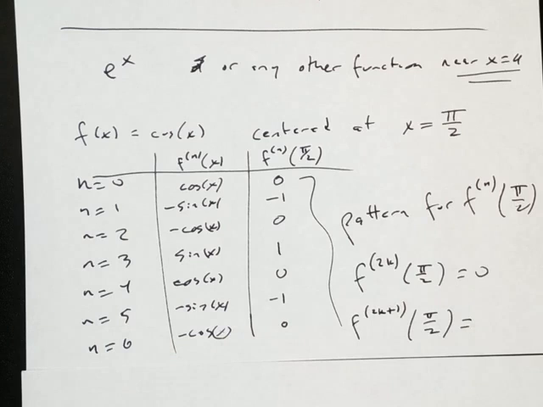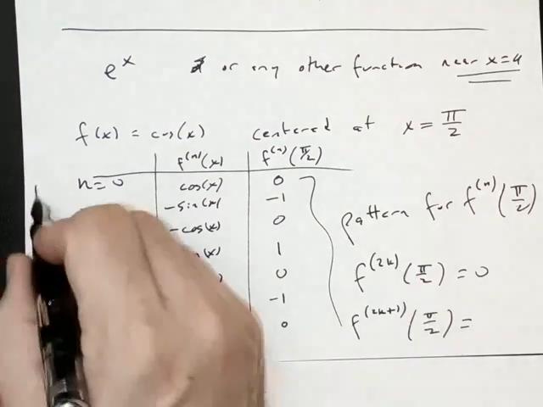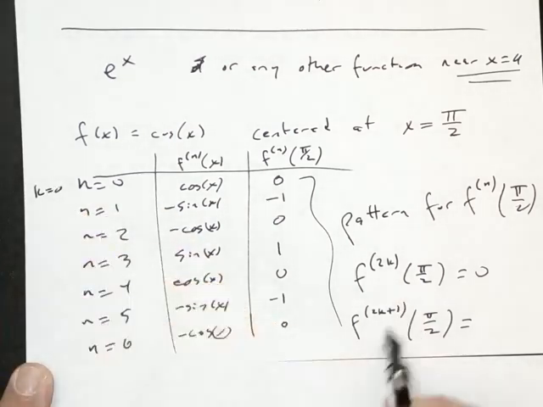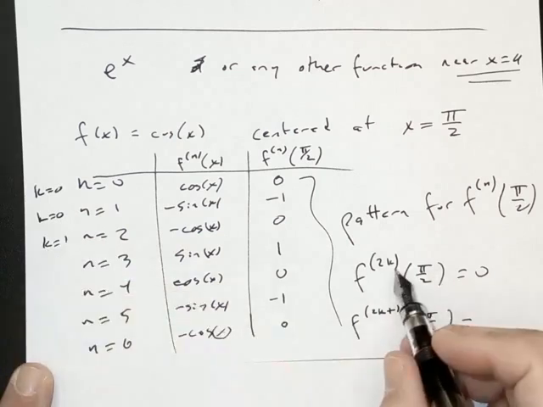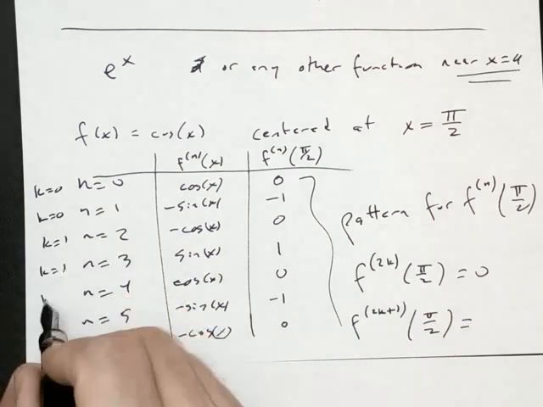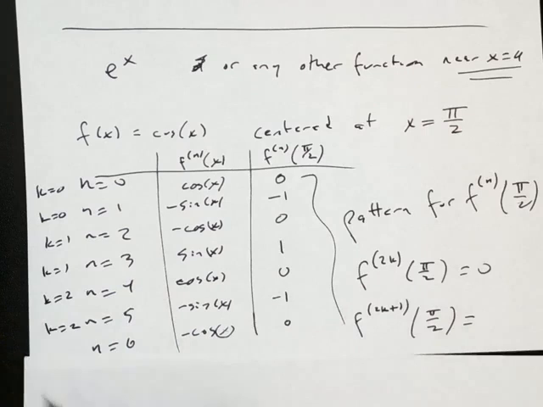I need to do it again. I need to know which k value goes with which n. So here, k is 0. Here, k is 0. Here, k is 1 because we're in the even pile. Here, k is 1, but we're in the odd pile. See the way I'm getting the k's? This would be the one where k is 3.